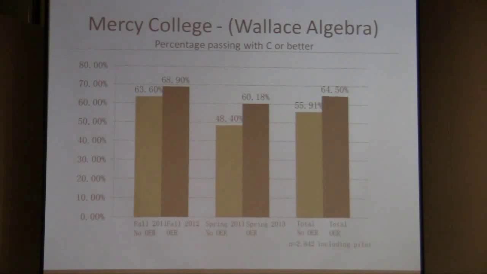Some other data on algebra. This is from the Kaleidoscope project round one. This is from Mercy College out in New York. So they were using MyMathLab with a Pearson textbook, and then they did a six-section pilot of open resources based on Tyler's material. They saw enough success that they went full-scale, full departmental adoption, about 40 sections a semester, if I remember right. And on the right there is the conglomerated data of before OER and after OER. They saw about an 8% increase in success.